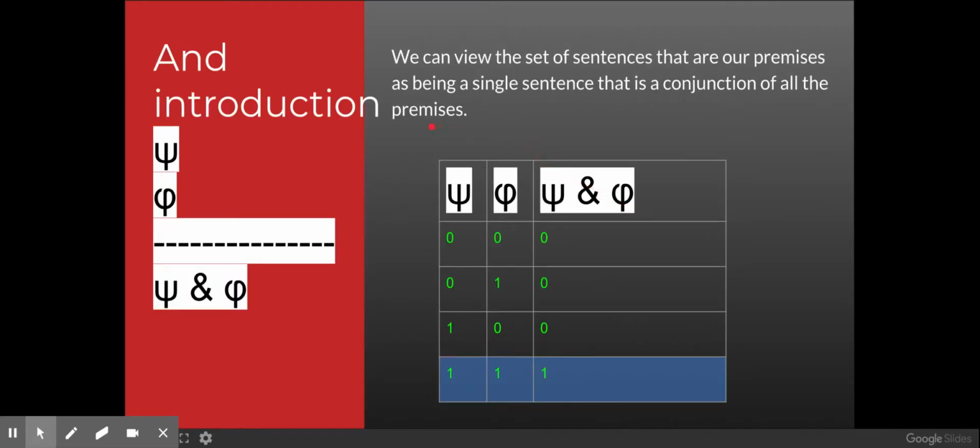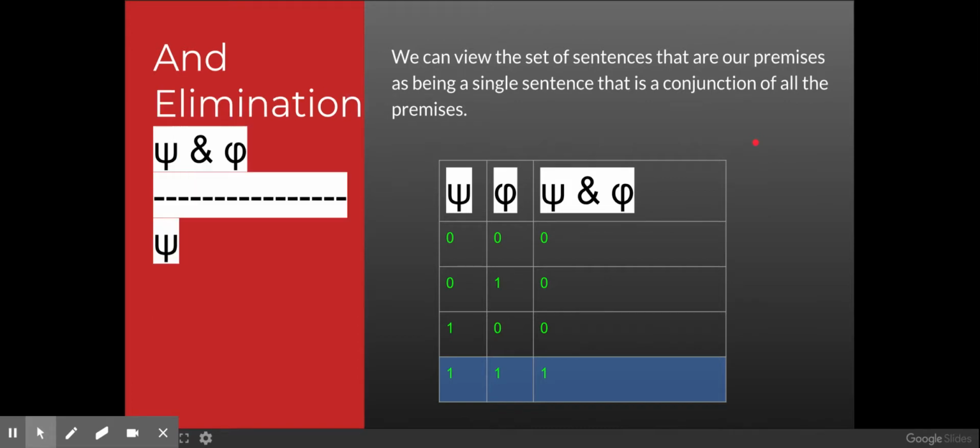The first rule of inference under Fitch is called and introduction. When we have two logical sentences, then we can put an and between them, and that is also a legitimate logical sentence that is entailed by the other two. There's a truth table here, where we highlight in blue that when the two logical sentences are true, then the and of them is true. The conjunction of them is true. This one is pretty intuitively straightforward.